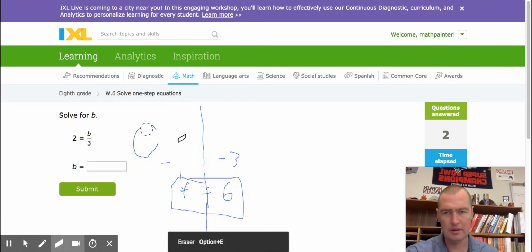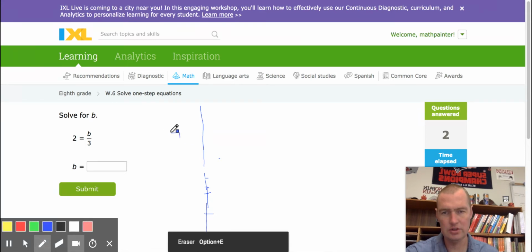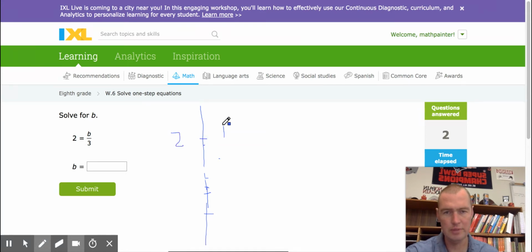All right, so now something a little bit harder. We got something called division. Remember, there's no such thing as fractions. Fractions are really division, so it's not bad. So next step, what we're going to do is take our equation, copy it in there. So we got 2 equals b over 3.